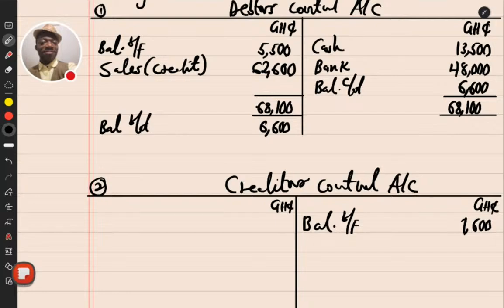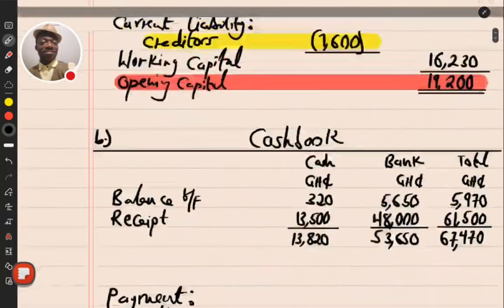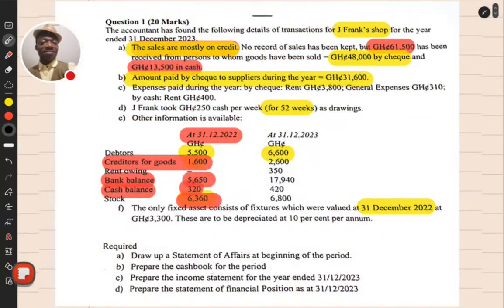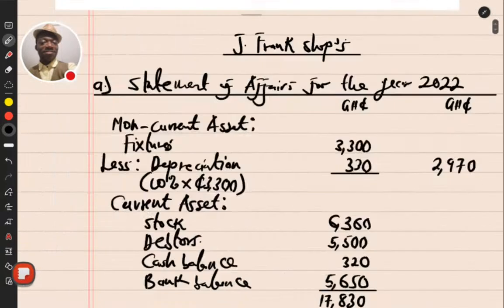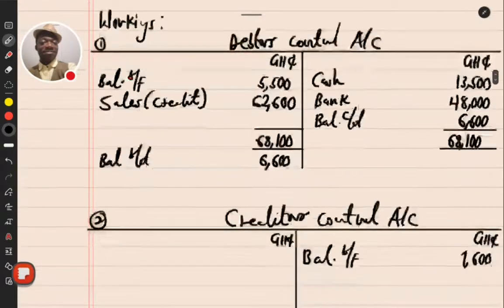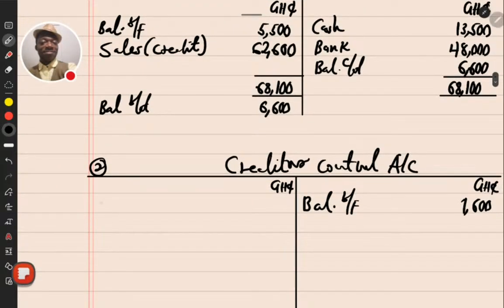So we are coming to the payment side. And by what means did we pay? Is it cheque or cash? So we come to transaction B. It said the amount paid by cheque to suppliers during the year was 31,600. So straight up, we just record it as payment with cheque, and that will be at the bank. So record that as 31,600 because we are paying creditors, so they are going to receive. And when they are receiving, we will debit the creditors account.